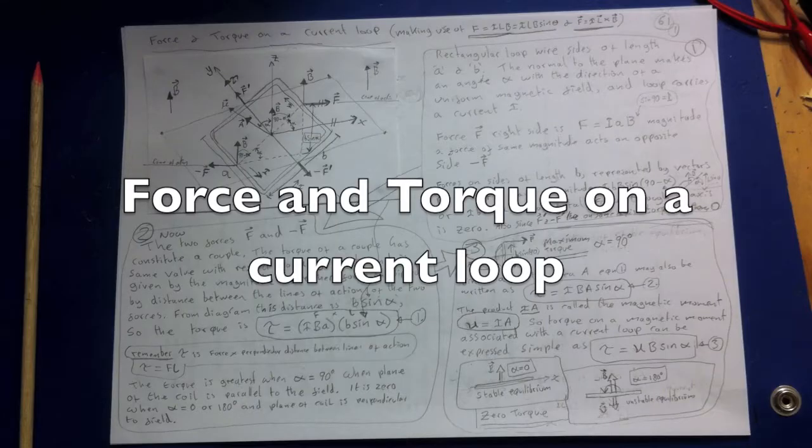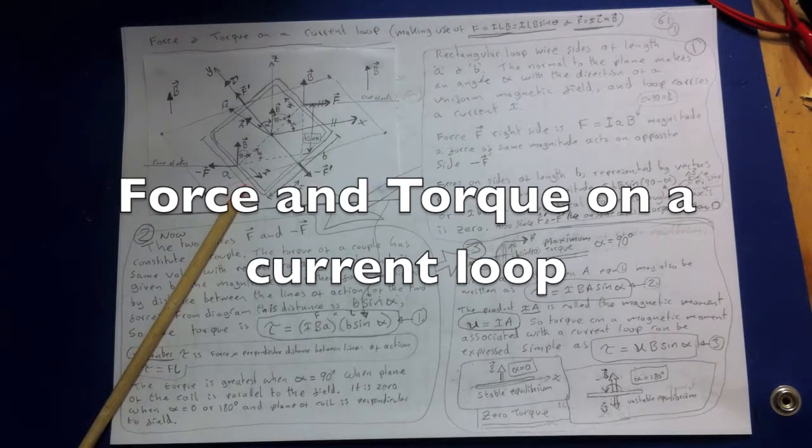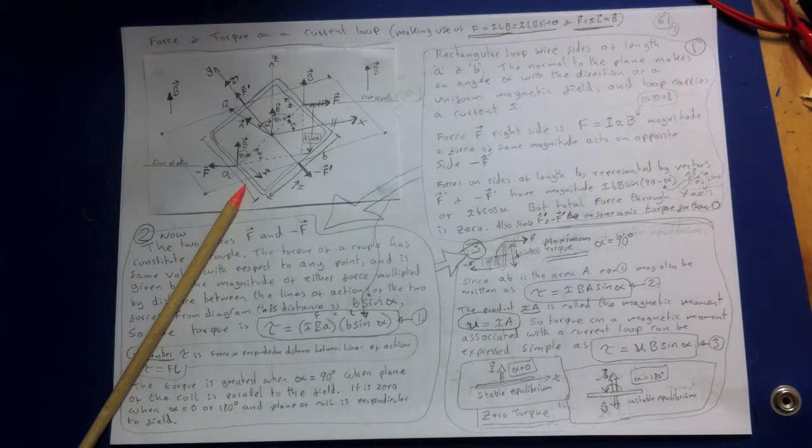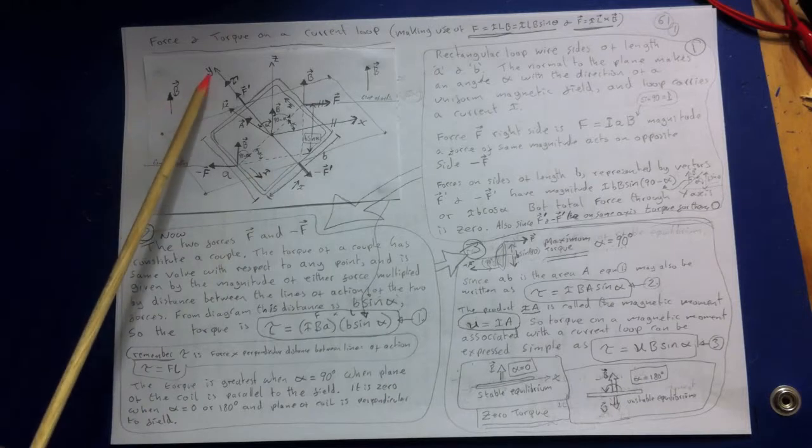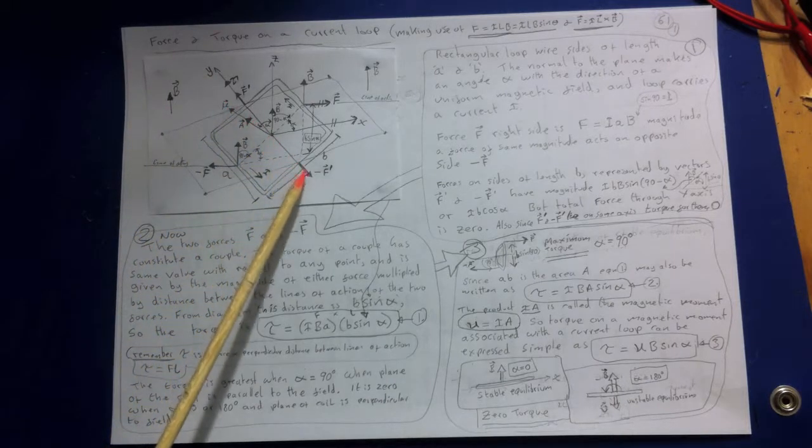We will consider a rectangular loop in a uniform magnetic field. We will find that the total force on the loop is 0, but that there is a torque that tends to turn the loop to a particular orientation with respect to the field. We've got a loop. The axis of rotation is here.